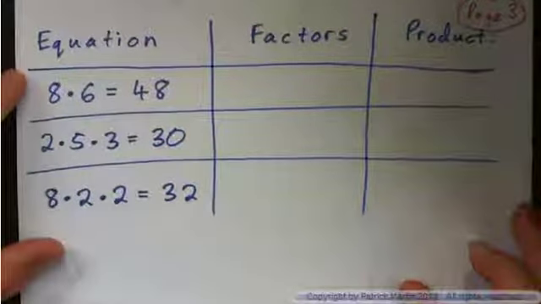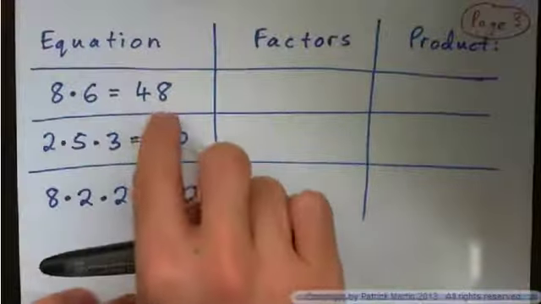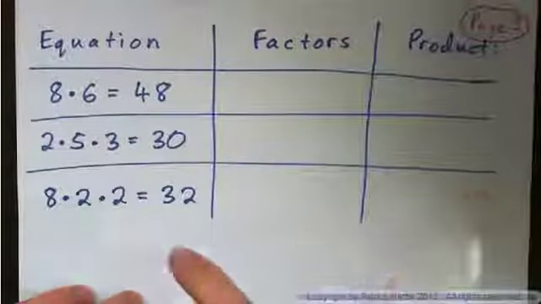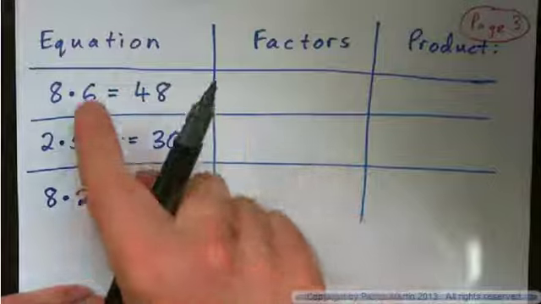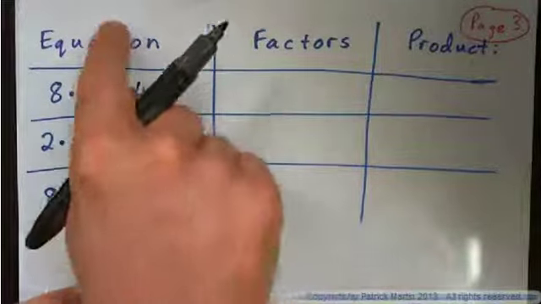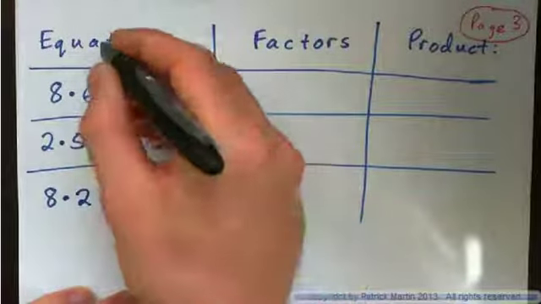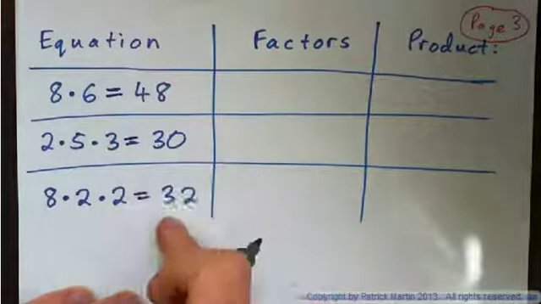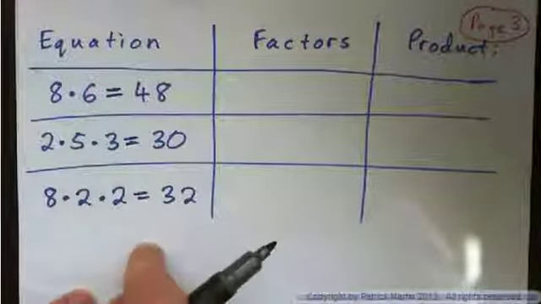Now, page 3, you can just write down the answers to these if you like. You don't have to write down the whole table. So just write down the answers. 8 times 6 equals 48. Same with the stuff we've already done. But if you have 8 times 6 equals 48, this is an equation. Anything that has an equal sign is an equation. An equation means something that has an equal sign in it. Equation, equal sign, right? So these are 3 equations.